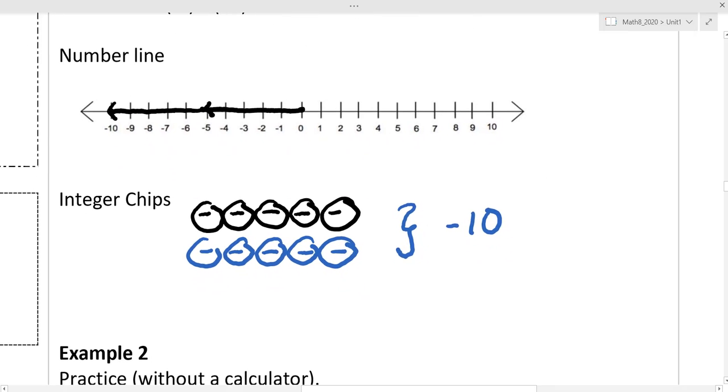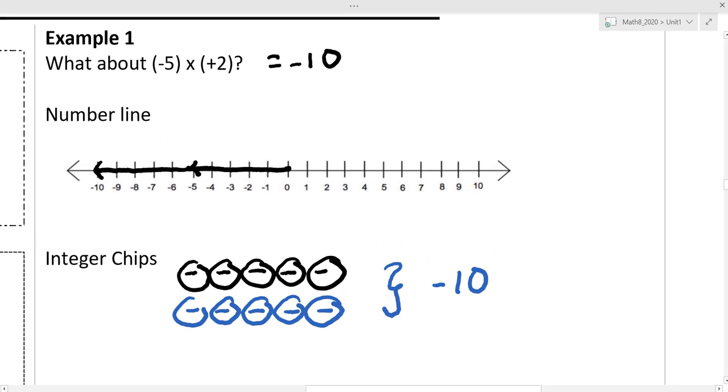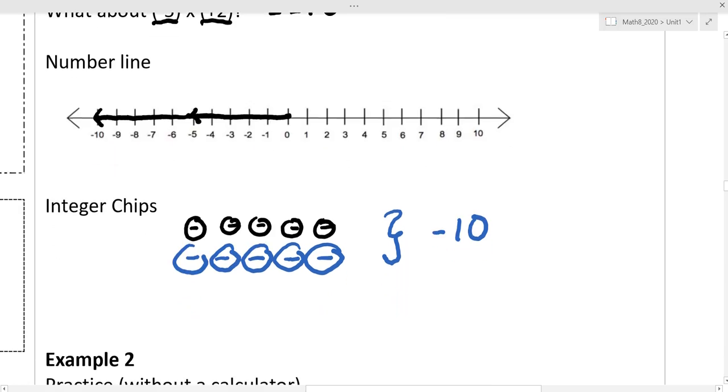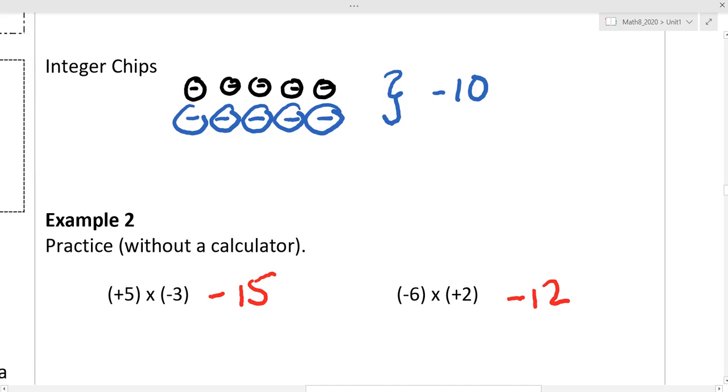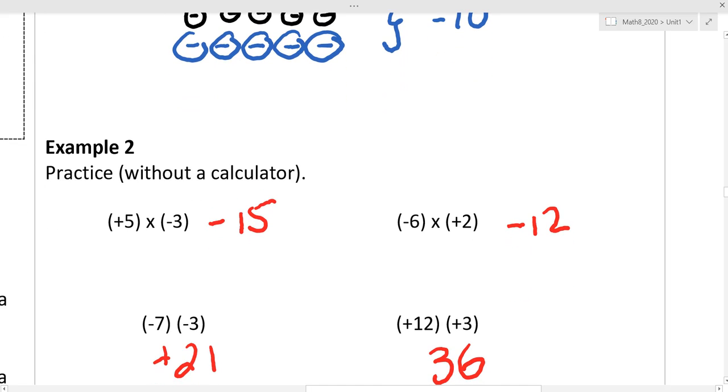Then we went to integer chips, where you drew the first number, negative 5, and you said that was the negative 5. Then there are two groups of these, so we drew it twice for the second group. So 1, 2, 3, 4, 5, and how many do we have altogether? Negative 10. So we did it in two different ways, but that's just a pictorial way of doing it. You all are fairly comfortable with the multiplication, so we should just focus on multiplying the numbers together to get the number, and just focus on the signs.